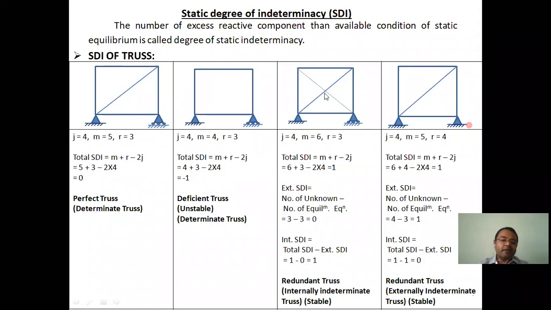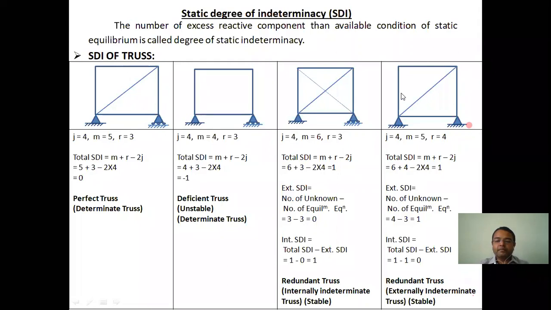Why is it internally indeterminate? Because of the provision of one extra member. Just compare this one and this one. Just because of the provision of this one extra member, the structure has become indeterminate. Now compare the next example.